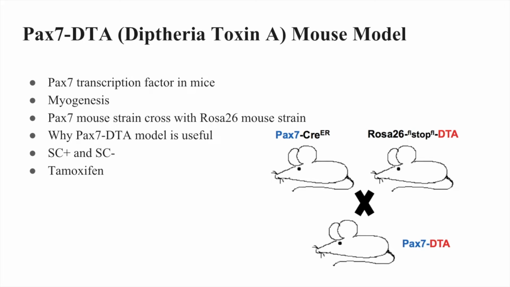There are two types of PAX7 DTA mice used in this research. SC+ are mice with satellite cell replete, and SC- are mice with satellite cell deplete. Within the SC- mice, tamoxifen is induced. Tamoxifen is a drug that can be used to deplete PAX7 DTA mice of satellite cells. This can further help us understand the relationship between increased satellite cell content, hypertrophy, and testosterone.